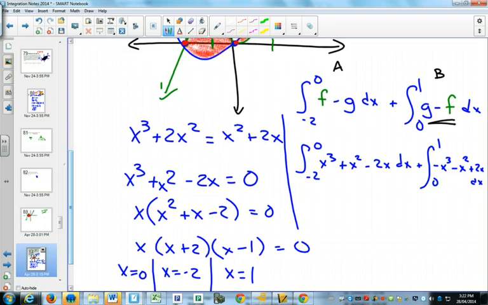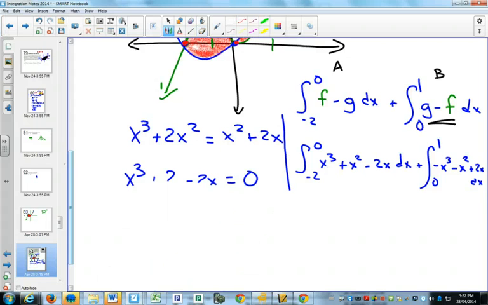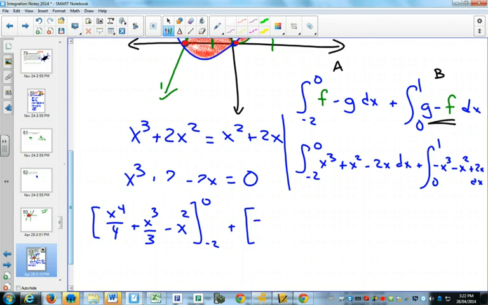At this point, it's going to get a little bit messy, so I'm going to create some space by erasing this. The integral of the first one will be x to the 4 over 4 plus x cubed over 3 minus x squared, from -2 to 0. And then you're going to add, and here the integral will be negative x to the 4 over 4 minus x cubed over 3 plus x squared, from 0 to 1.